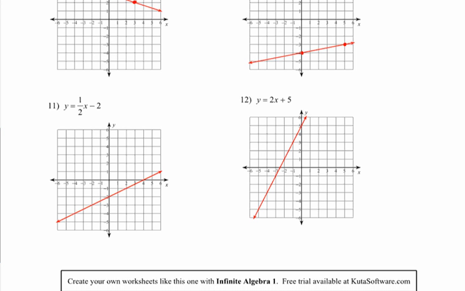11, y equals 1/2 x minus 2, so the y-intercept of negative 2, rise 1, run 2. And lastly, number 12 has a y-intercept of 5, and the slope is 2/1. Now again, that takes us off the graph, so I'm going to change this to negative 2/1, so we can go down 2 and back 1, which puts us right there.